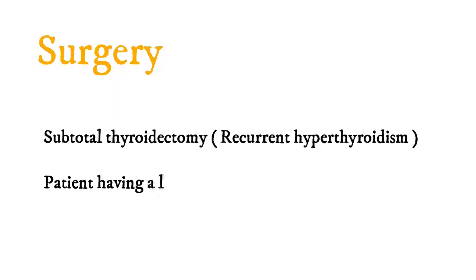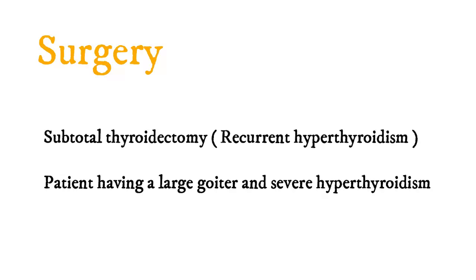Surgery. Subtotal thyroidectomy may be done if the patient has recurrent hyperthyroidism after a course of antithyroid drugs in patients less than 40 years, or a patient having a large goiter and severe hyperthyroidism. Although surgery is not commonly performed, because most common forms of hyperthyroidism are effectively treated by the radioactive iodine method, and there is also a risk of removing the parathyroid glands, and possible damage to the recurrent laryngeal nerve.